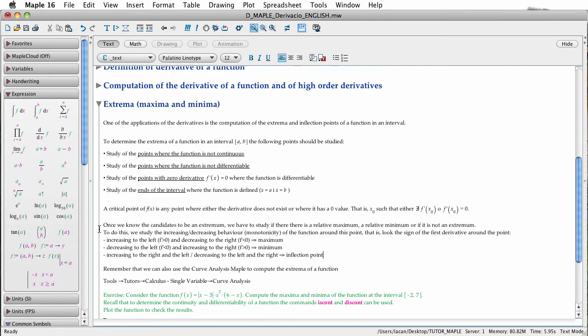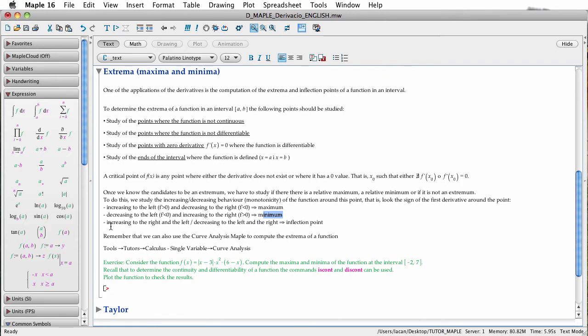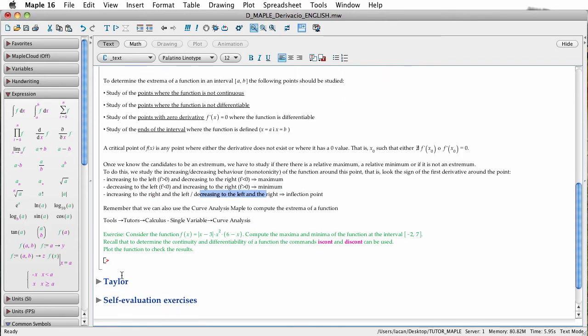If the function, for instance, is increasing to the left and decreasing to the right, it means it's a maximum. If it's decreasing to the left and increasing to the right, it's a minimum. And if it increases or decreases to both sides, it's an inflection point. So also remember that you have this tutorial which directly tells you how to compute the maxima and minima. So let's start using the tutorial, F5.